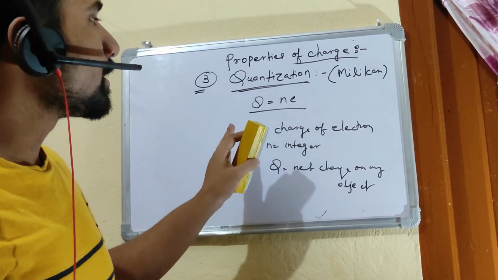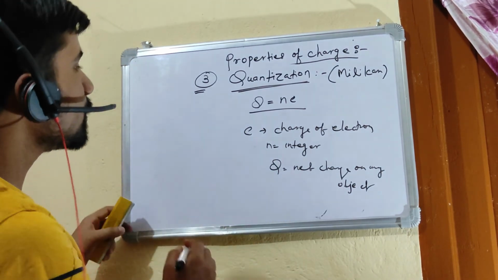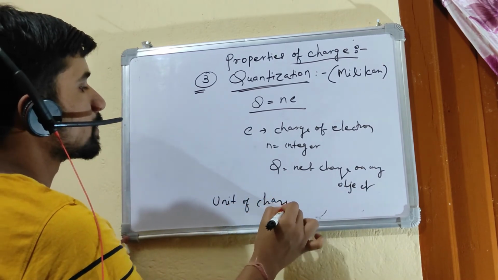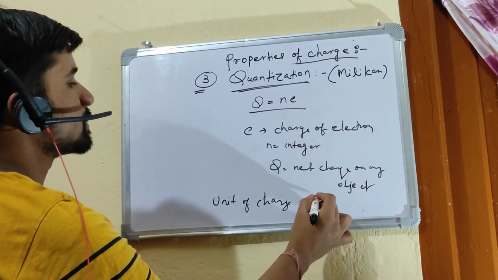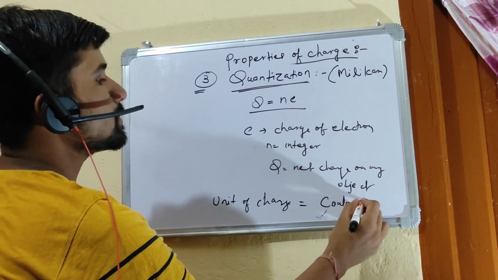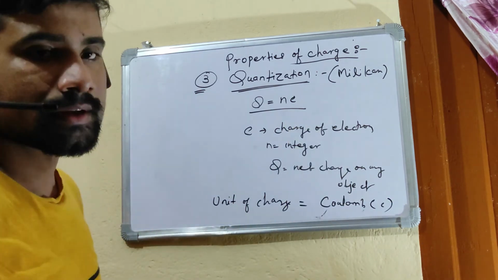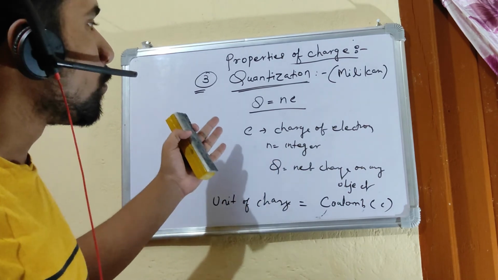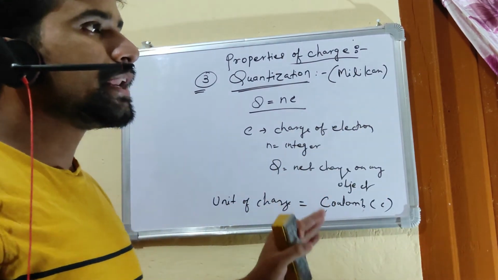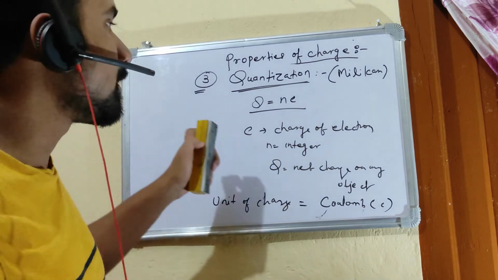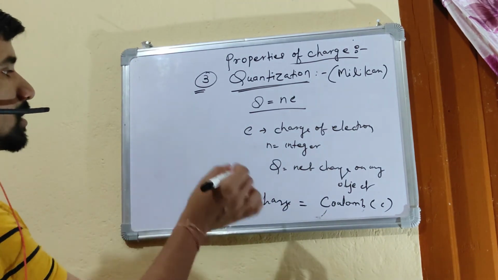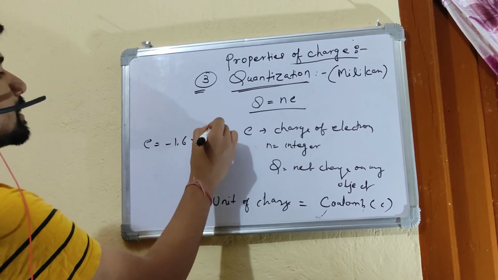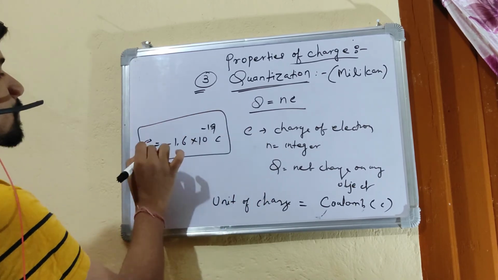So now talking about the unit of charge. The unit of charge is coulomb, represented by C. So this is the quantization of charge, that we can say that charge on any species is an integral multiple of the charge of the electron. And for those who don't know, the charge on an electron is negative, which is minus 1.6 into 10 to the power minus 19 coulomb, right?